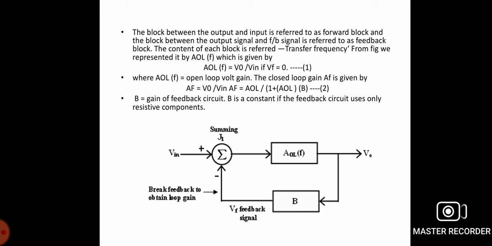The closed loop gain AF is given as AF equal to output divided by input voltage, which is equal to the open loop gain divided by 1 plus the open loop gain into B, where B is the gain of the feedback circuit. B is a constant if the feedback circuit uses only resistive components.